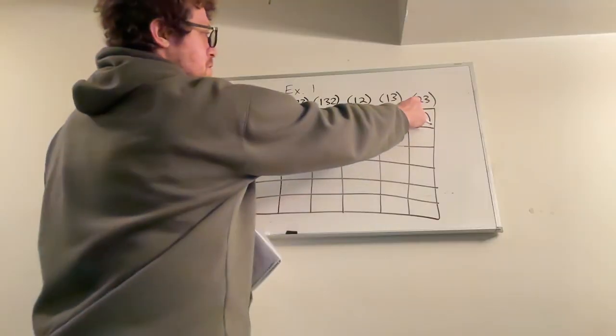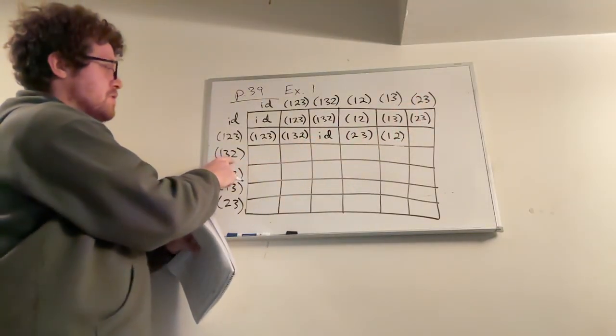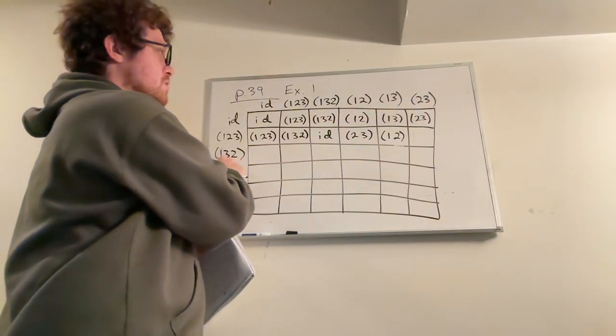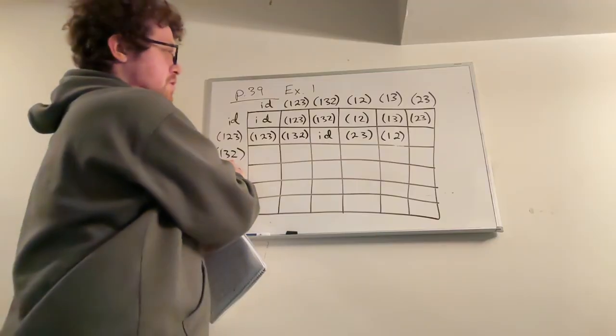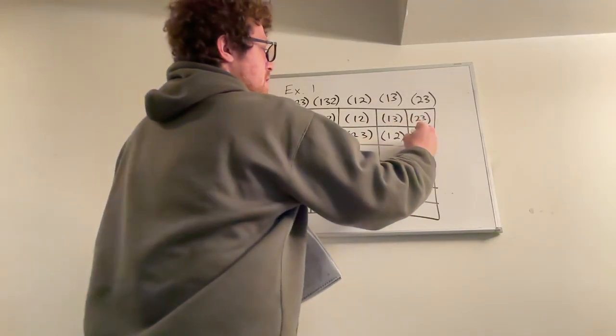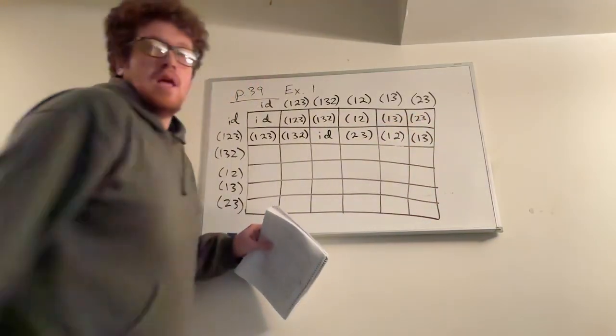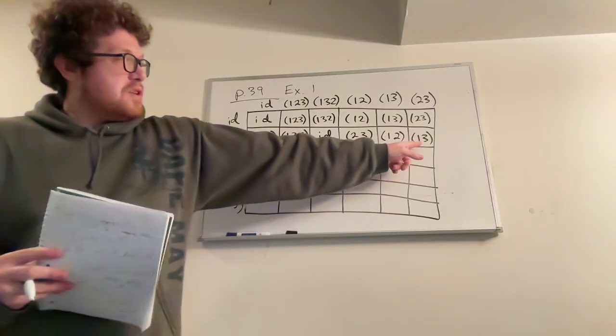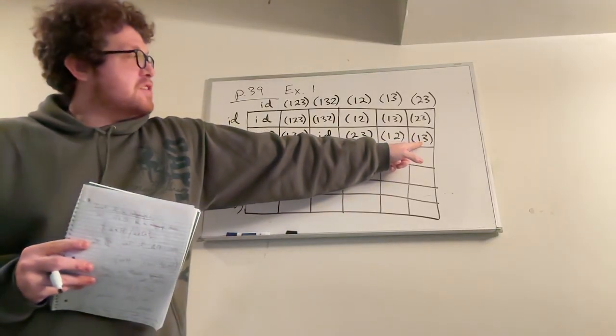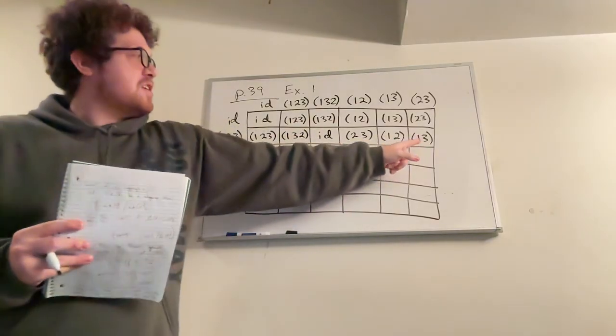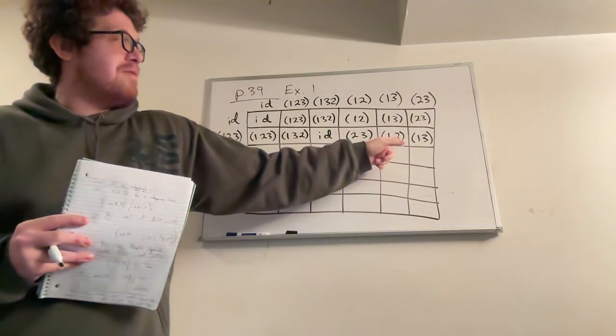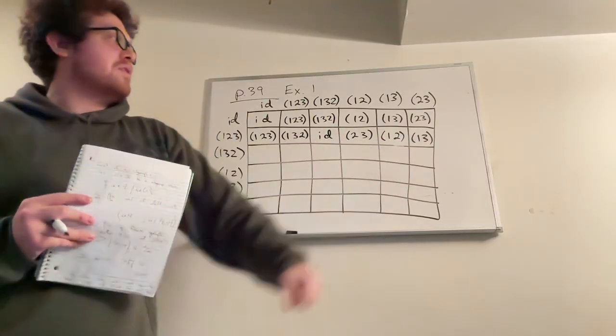And then here 2 goes to 3, 3 goes to 2, 2 goes to 3, 3 goes to 2, so 2 goes to itself, and 1 and 3 switch. But you'll actually notice that this is the only element left, and because left multiplication is a bijection, once we know what the other 5 are, we know that this has to be 1, 3. There's no other option.